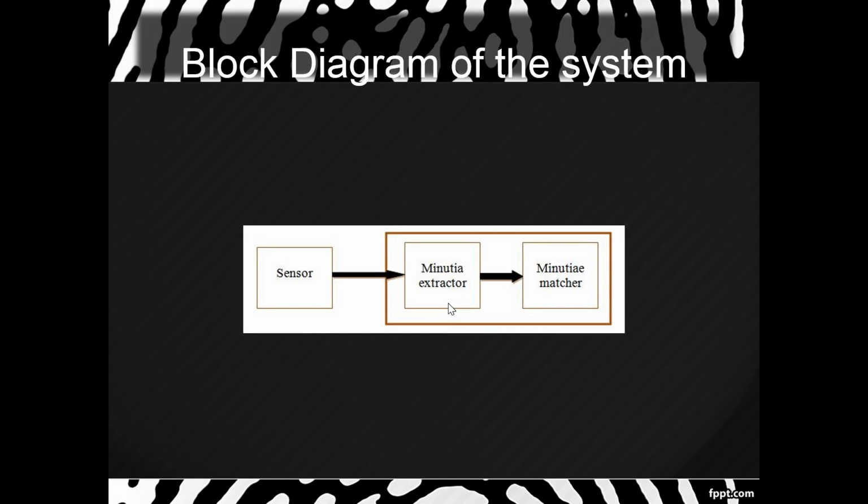So this is the block diagram of the system, which I previously explained: sensor, minutiae extractor, and minutiae matcher. The sensor actually captures the data, which it sends to the minutiae extractor, which then extracts the minutiae, and then these minutiae are searched in the database by the minutiae matcher for the correct match.